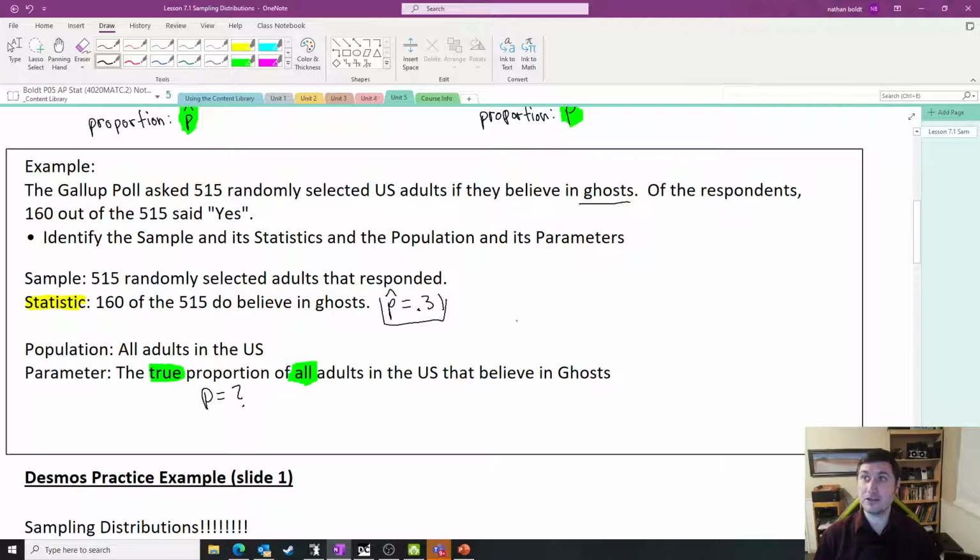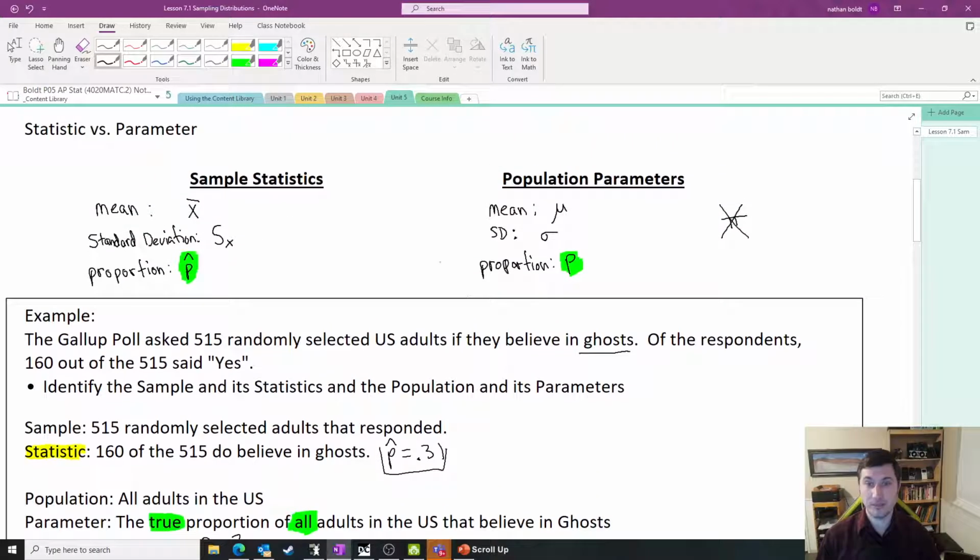Population parameter is just the number that refers to the population. So the parameters are mean, standard deviation, or a proportion. Those are the parameters. So if you're talking about the mean of a population, that's the parameter. If you're talking about the mean of a sample, that is a statistic. So a parameter is a statistic for a population. That helps.